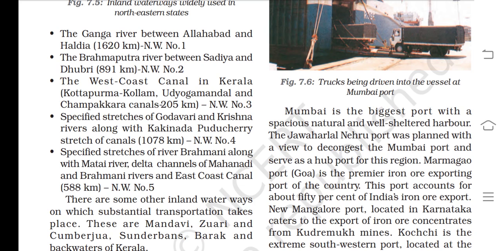Specified stretches of Godavari and Krishna rivers along with Kakinada, Puducherry stretches of canal, 1,078 km, national waterway number 4. And specified stretches of river Brahmani along with Matai River, delta channels of Mahanadi and Brahmani rivers, and East Coast Canal, 588 km, national waterway number 5. So these are some waterways which have been declared as national waterways by the government.